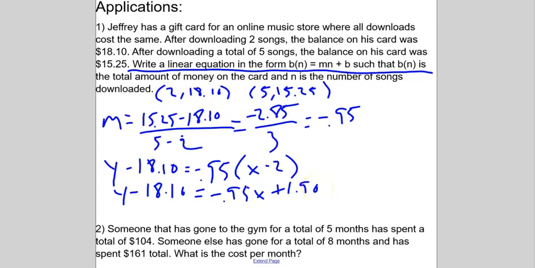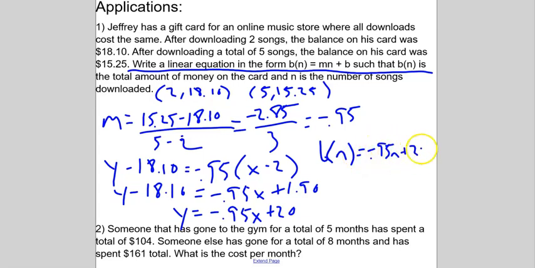So we can move our 18.10 over, and we're going to end up with y equals negative 0.95x plus 20. Technically, we should use the same format that they have, so we're going to say B sub n is equal to negative 0.95n plus 20. We do want to make sure that we use that. I kind of jumped to x's, but we want to be able to understand what they give us and then work from there.